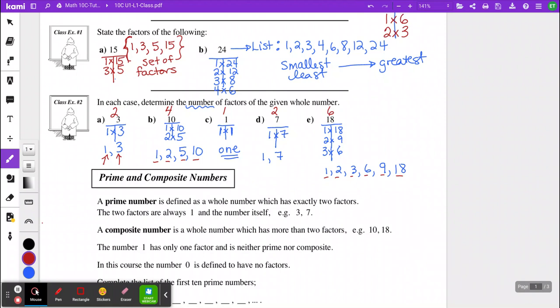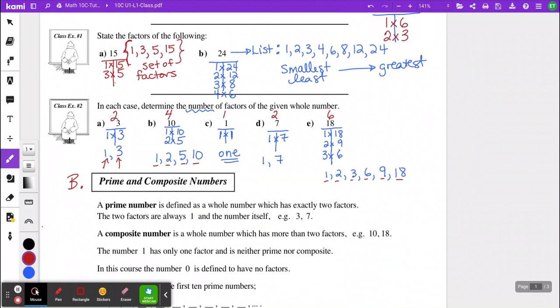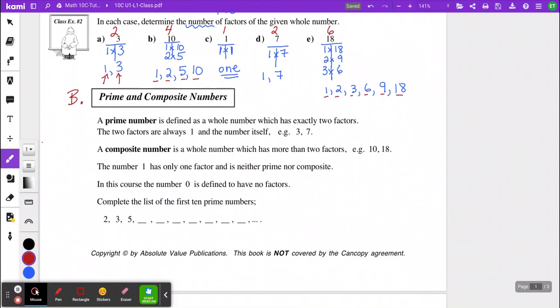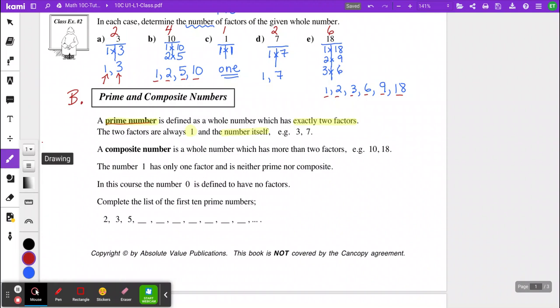Now we're going to talk about prime and composite numbers. So this is part B. Part A is our factors. And now we're on part B, prime and composite numbers. So first of all, what is a prime number? If you remember from before, a prime number is a number that is defined as having only exactly 2 factors. And it's always 1 and the number itself. Okay? So only 2 factors, and we need to state something in there, 2 different factors.